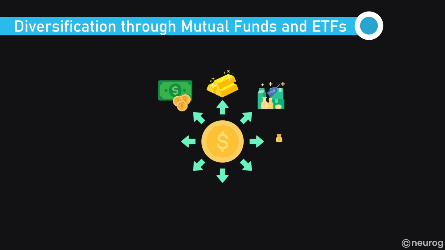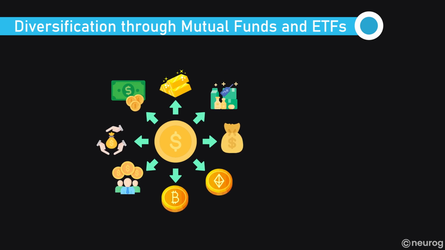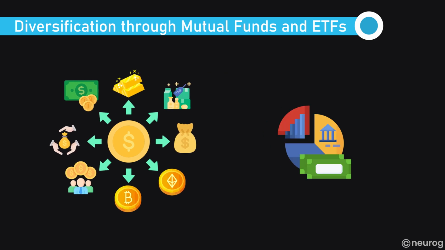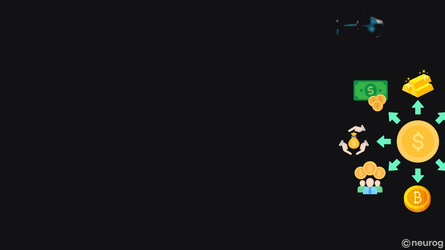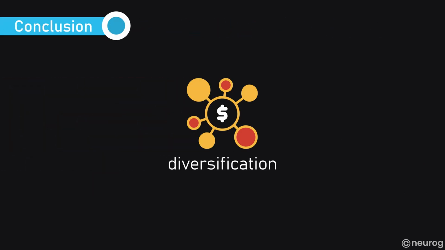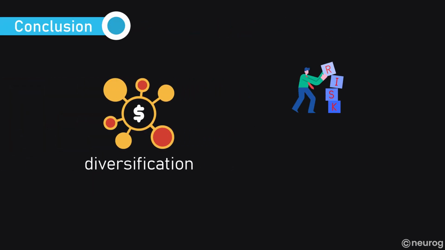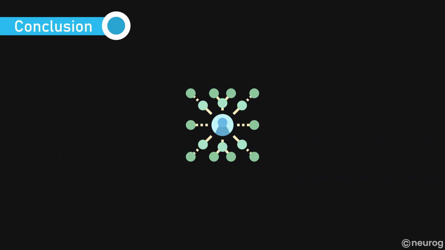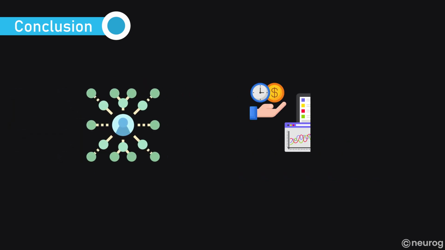Holding too many investments can lead to average returns and make it difficult to manage your portfolio effectively. In summary, diversification is a powerful strategy to manage risk and improve the potential for returns. By spreading your investments, you can smooth out your portfolio's performance over time, regardless of market volatility.